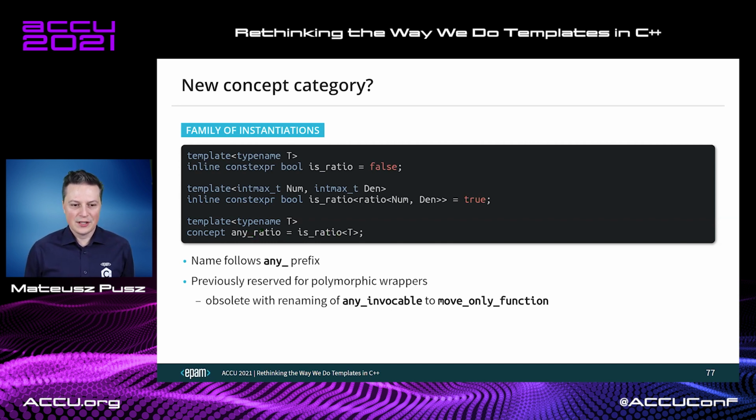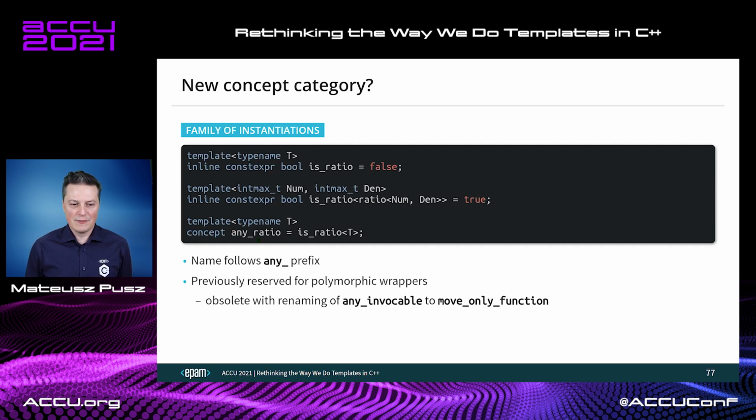For a long time, I provided those types with a big letter at the front because ratio is already taken, right? So how to name a concept that means an instantiation of the type. If you have type ratio, how to name the concept that matches any ratio instantiation.